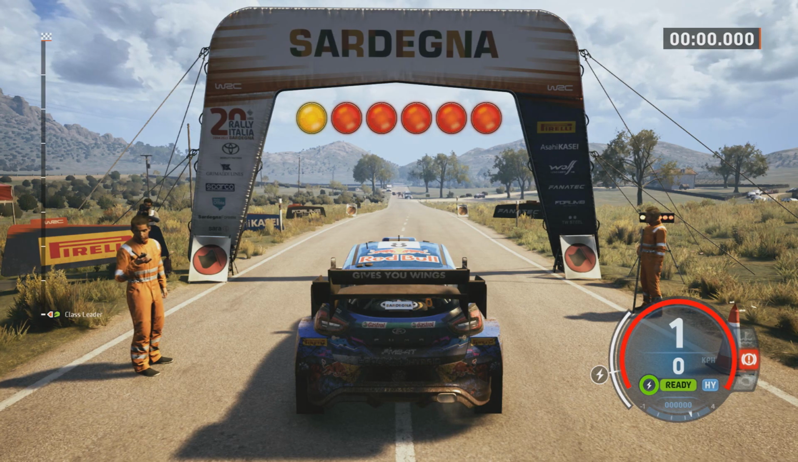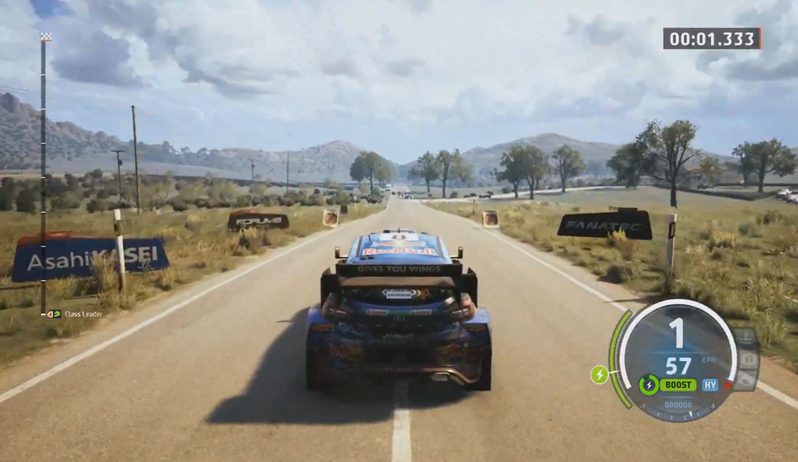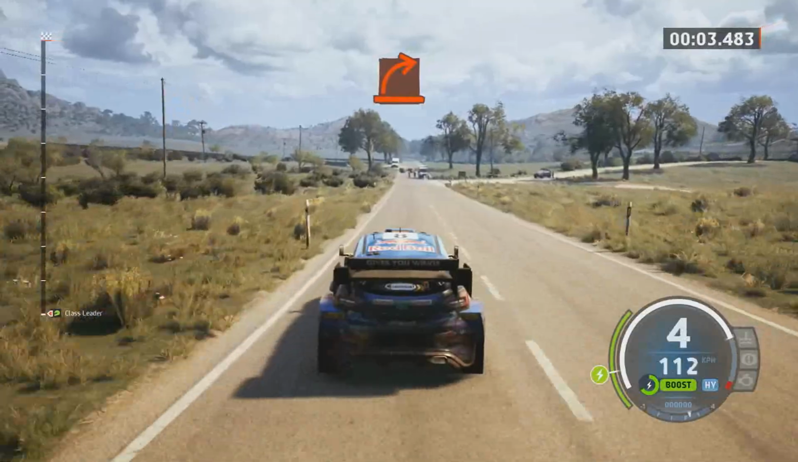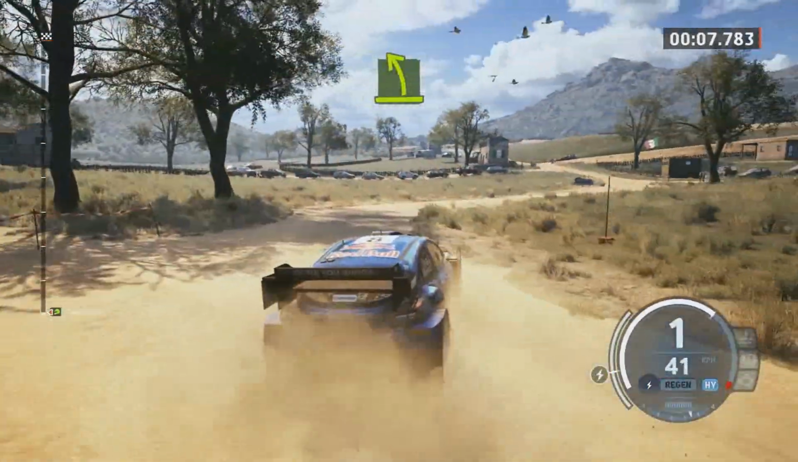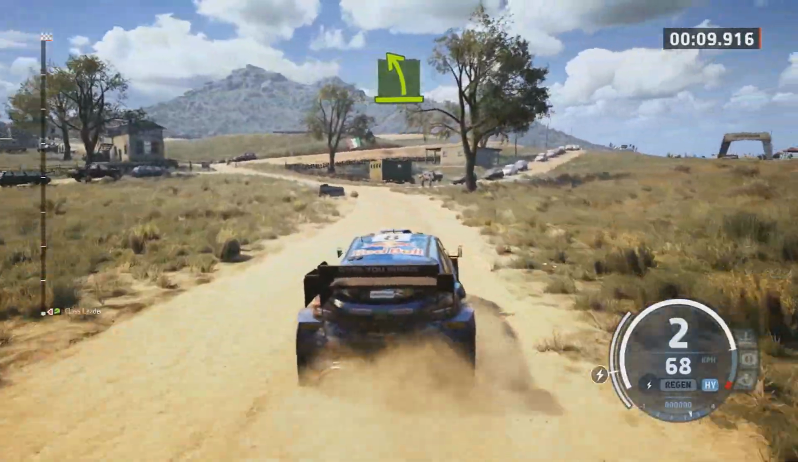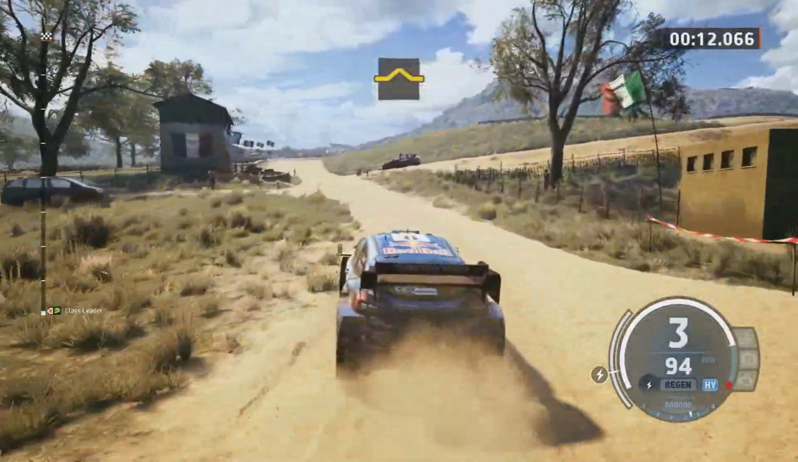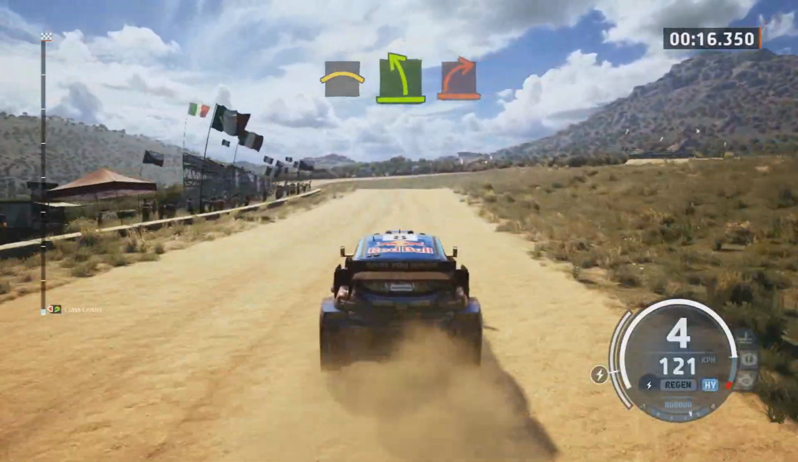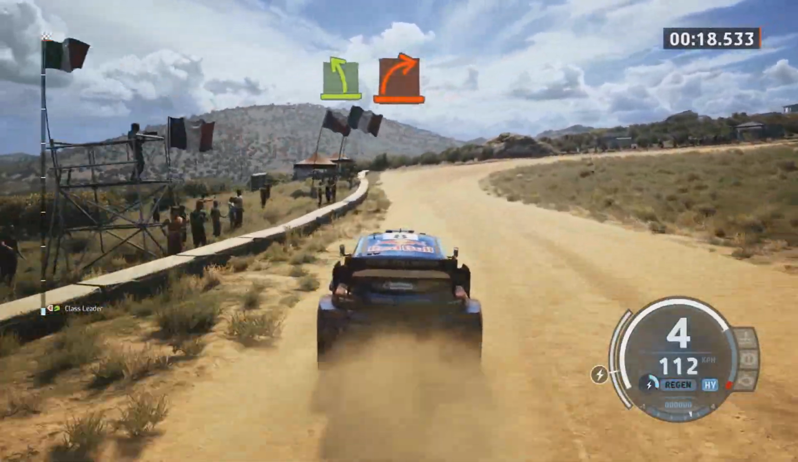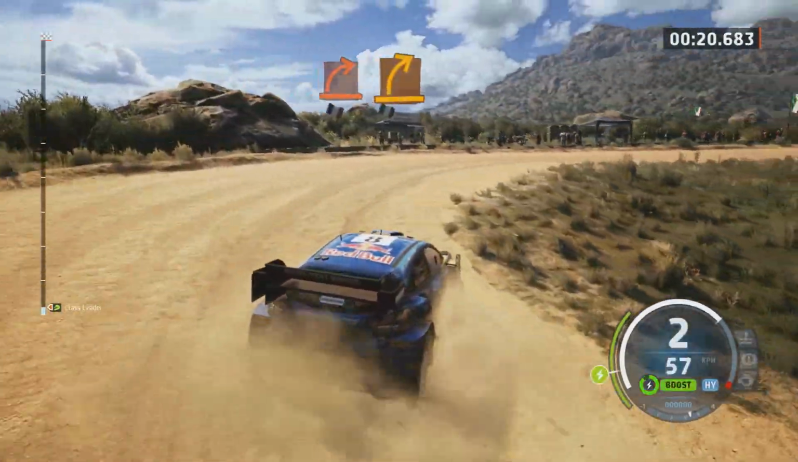Two, one, go. Hard right, on to gravel, and easy left. It's a bump. Crest, easy left, crest. Hard right. Medium right of a crest.